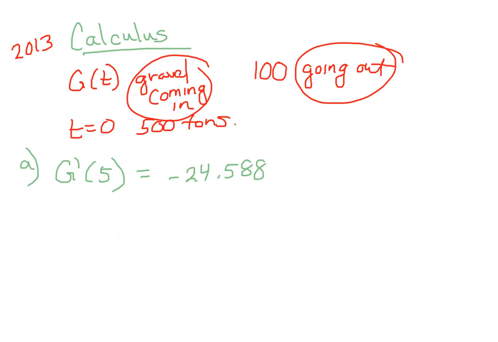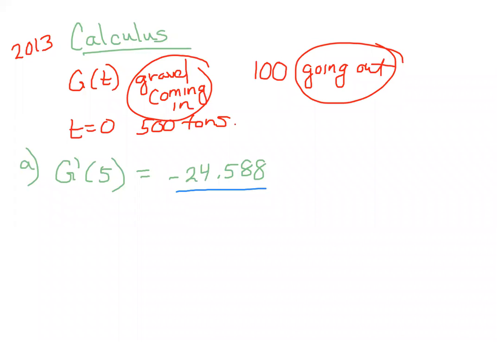You're just putting G of T, which they gave you there, as 90 plus 45 cosine T squared over 18. You're putting it in your calculator and finding the derivative of G at time T equals 5. That's all you're doing. Now it says, using correct units, interpret your answer in the context of the problem. So what does this negative 24.588 mean?